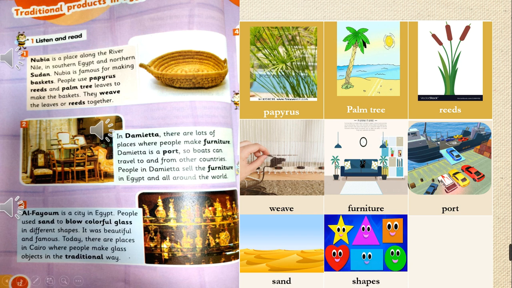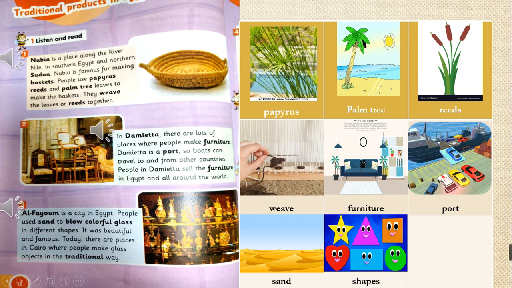So, in Nubia, people use the leaves of the papyrus and palm tree and reeds. They weave them, okay, they weave them to make baskets. Okay, listen carefully. Number 2.